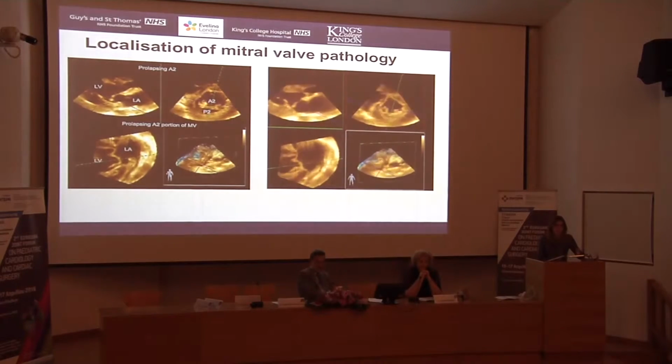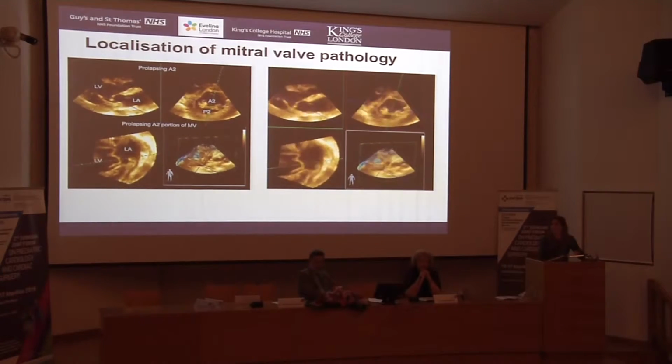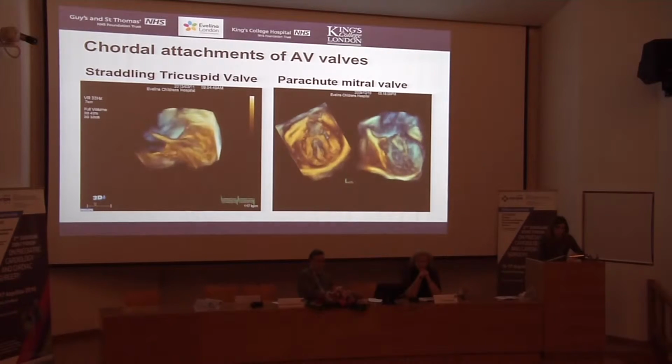Now, by the NPR format in a patient with a prolapse of the mitral valve, again we can interrogate the different leaflets of the mitral valve, and we can identify in this case that the A2 cusp of the mitral valve is the one that is prolapsing and is creating the regurgitation.